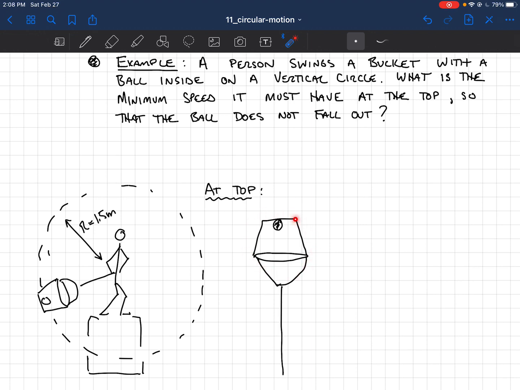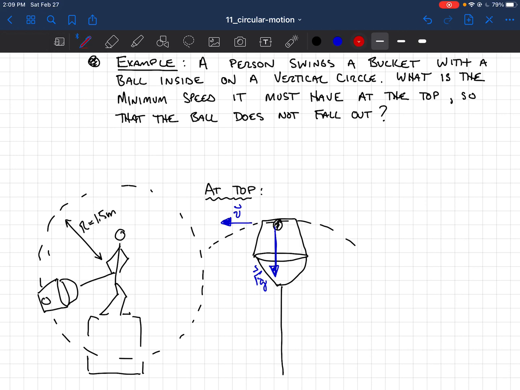So here's a picture of the bucket at the top of the circle. Maybe I should draw the path a little bit just so that we see it's moving on a circular path. Its velocity vector is tangent to that path. It's just horizontal at that moment, so I could draw the velocity vector there. And now we're going to apply Newton's second law. So we want to draw a free body diagram. So what are the forces on the ball? Well, it has mass, so we draw a force of gravity vector.